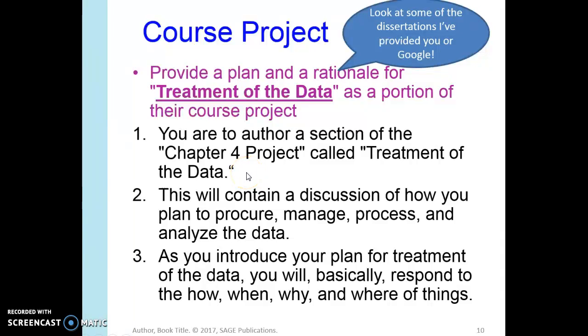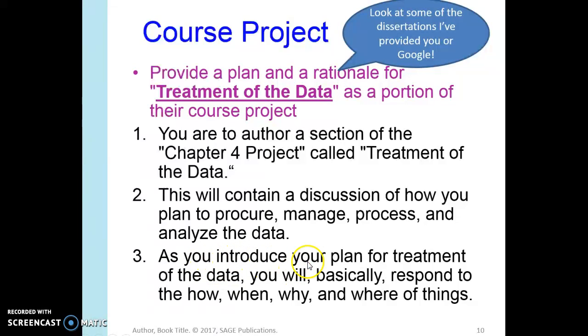And that's going to be important. You're going to put it in Chapter 3, and you're going to put it in Chapter 4. I don't think you put it in Chapter 1. It's not in there. But anyway, this will contain a discussion of how you plan to procure, manage, process, and analyze the data. It's what you're going to do with the data once you get it. You're even going to talk about how you got the data in this particular narrative. This is a narrative process. Don't set up an outline format for this. This is narrative. The instructions will tell you all that.